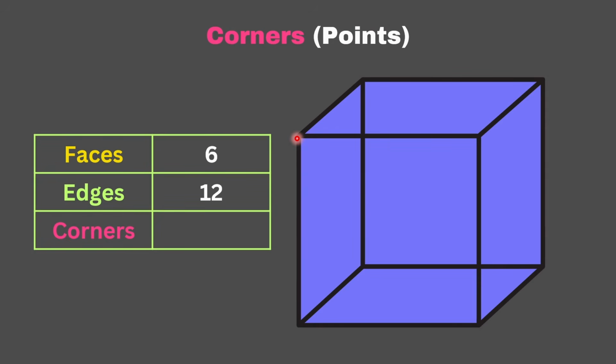Now we will count the corners. Corners are the sharp pointy parts. In case of a cube, corners are where the edges meet. Let's count them one by one. 1, 2, 3, 4, 5, 6, 7 and 8. So, there are 8 corners in a cube. So, a cube has 6 faces, 12 edges and 8 corners.